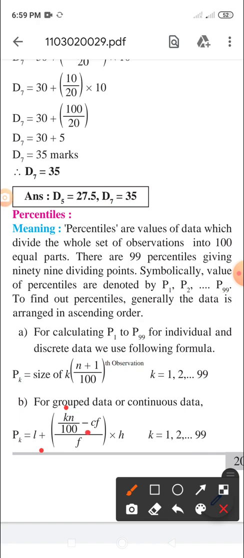Why 100? Because percentiles divide data into 100 equal parts. Minus CF, where CF means the cumulative frequency of the class preceding the percentile class, into f for the frequency of the percentile class, bracket complete, into h for the upper limit minus lower limit of the class.